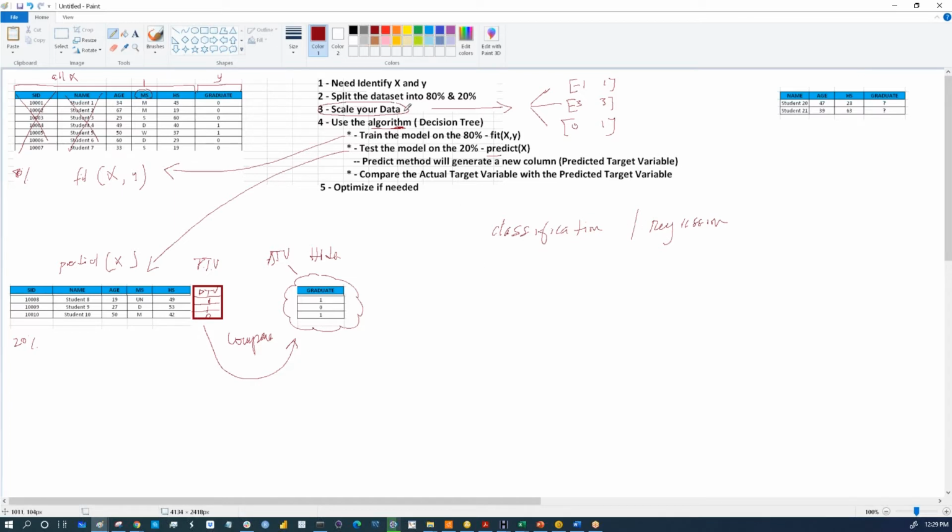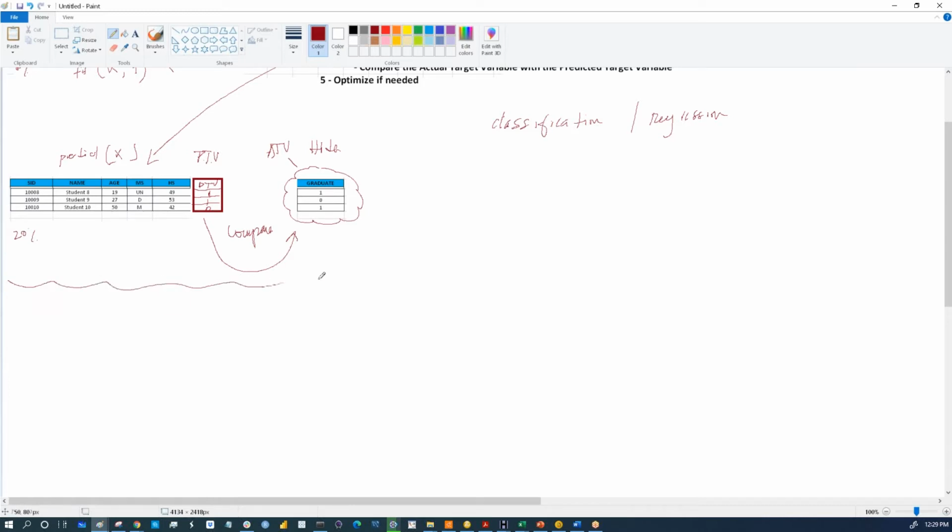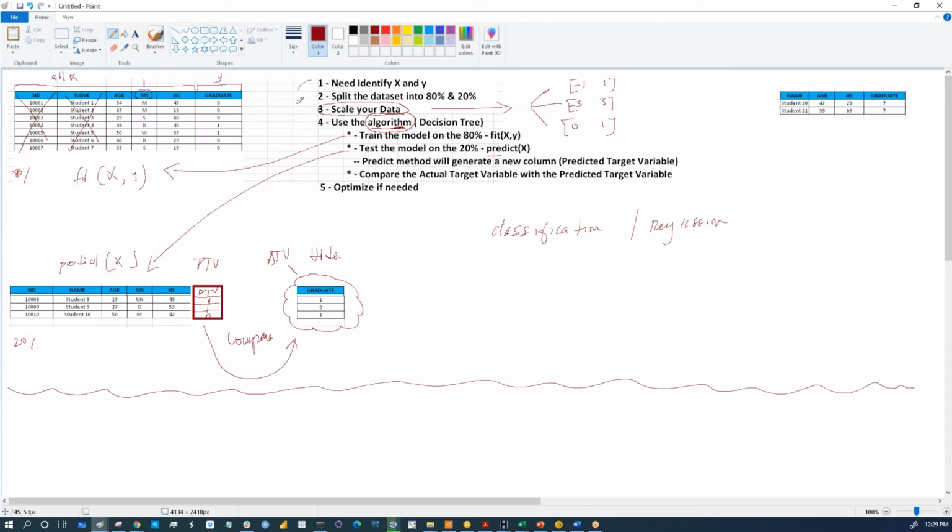So now, how do algorithms interact with the data? Every algorithm has a different method of interacting with the data. Last week we started with decision tree, and we are going to continue explaining the process of decision tree. This is the process of applying machine learning to data, but every machine learning algorithm behaves differently, and we are going to talk about how this decision tree behaves.